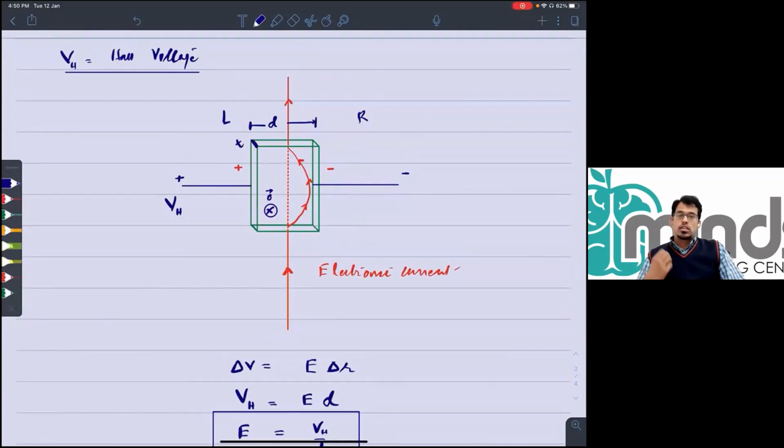Initially, the electron was under the influence of magnetic force only. That magnetic force F is given by EVB. I'm calling it equation number 1. Why EVB? Because it should be QVB sine theta. Theta is 90 degrees, and sine 90 is 1. And Q is represented by e because I'm specifically talking about the electron.